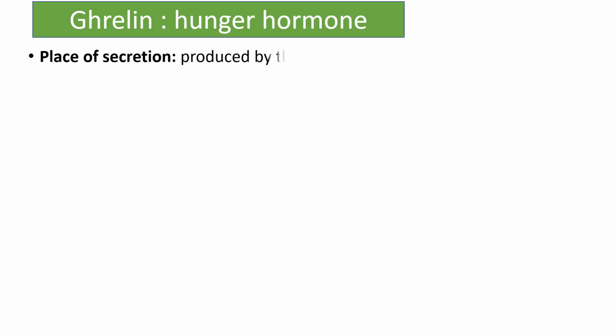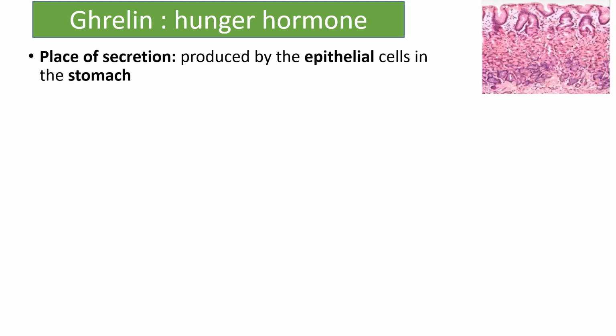What about ghrelin? Ghrelin is known as the hunger hormone. It is secreted by the epithelial cells in the stomach, as shown in the figure. The function of the ghrelin is to increase body weight. What is the mode of action of ghrelin?